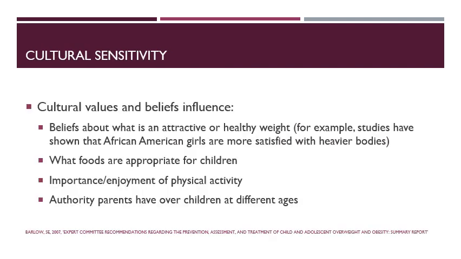We want to have cultural sensitivity. Cultural values and beliefs will influence what a person thinks is an attractive or healthy weight. So for example, studies have shown that African American girls are more satisfied with heavier bodies. It also influences what foods parents think are appropriate to be given to their children, the importance or the enjoyment of physical activity, and the authority that parents have over children at different ages.